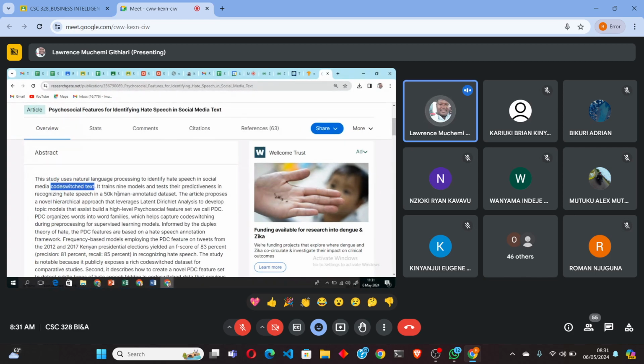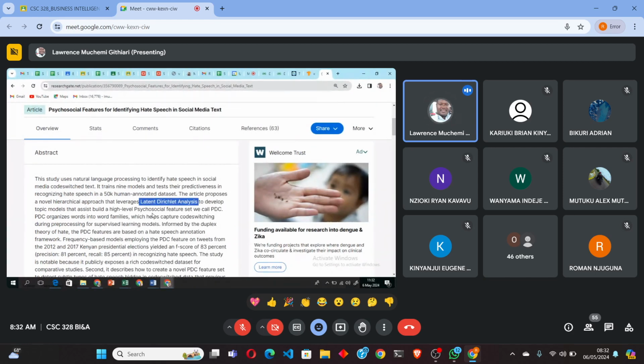So then they go and explain that this paper trains 9 models and tests their predictiveness in recognizing hate speech in 50,000 human-annotated data sets. The article proposes a new hierarchical approach that leverages latent Dirichlet allocation. So you can see we are using the LDA. We saw this when we were looking at methods, when we were looking at SVD, for those who maybe missed the class. When we were looking at SVD and those kinds of topics, we saw that the LDA is one of the methods that applied that SVD thing.